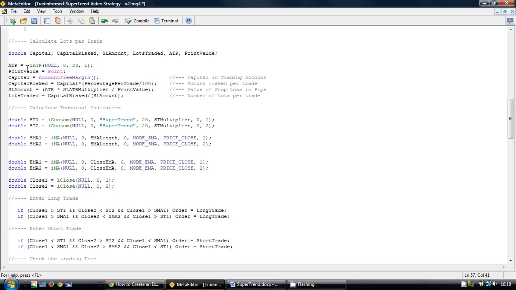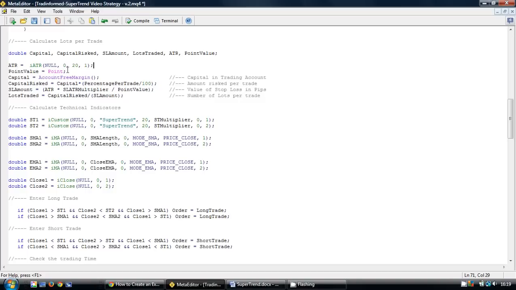So the ATR here, we've identified it. The ATR is an inbuilt technical indicator. The MetaTrader 4 will know how to calculate ATR, and so we can just use the variable iATR, give it this information here, and it will calculate a 20 period ATR up to the previous bar from the current one.